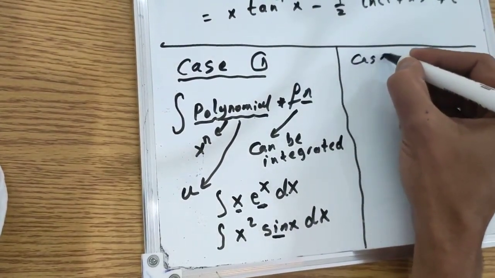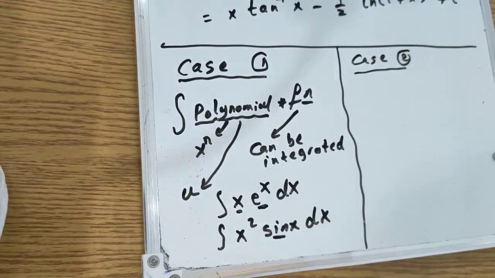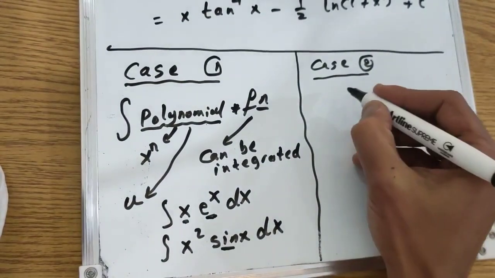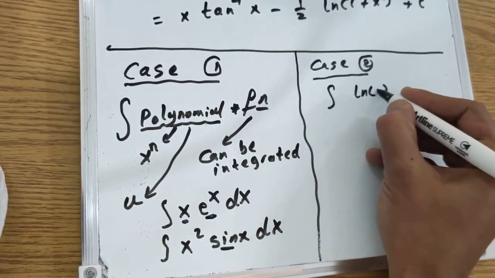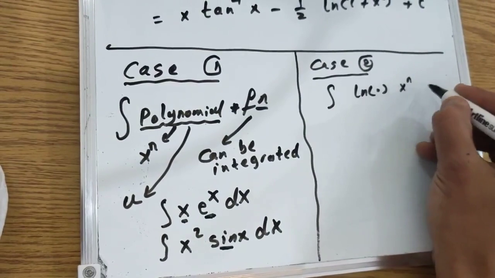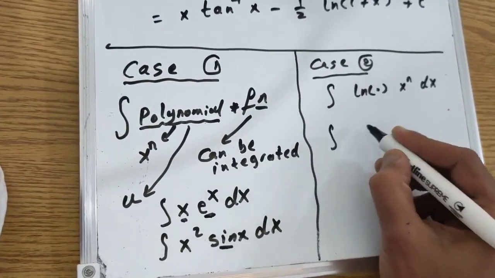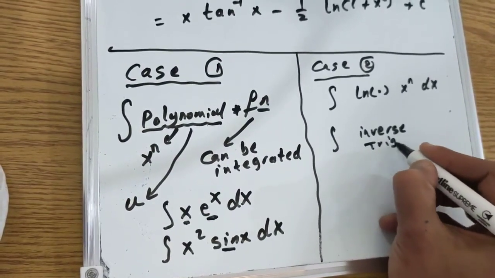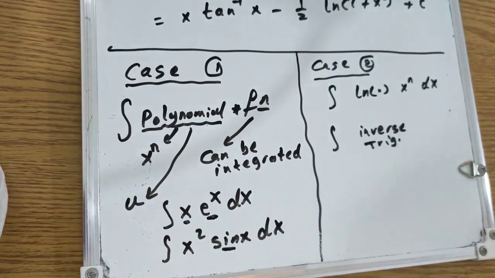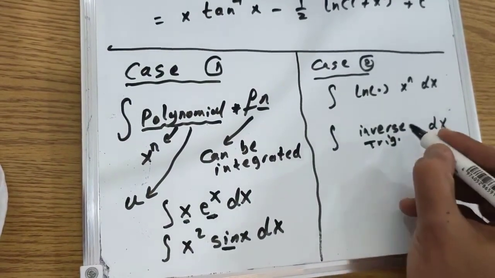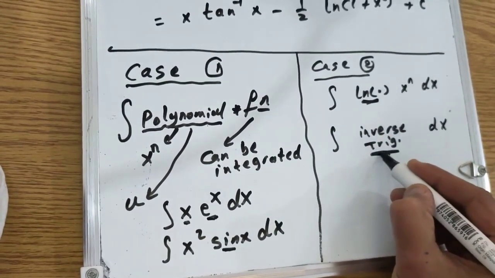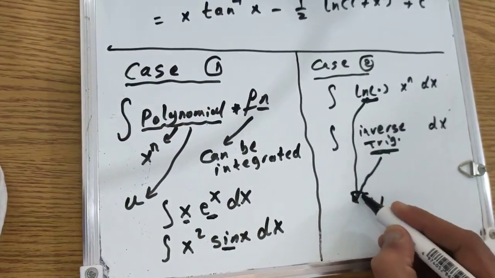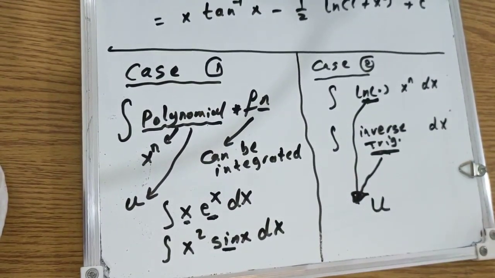Case number 2, when we have the integration of a certain function that has no antiderivative, like the integration of ln times x power n, say, or the integration of any inverse trigonometric or hyperbolic function, like the integration of tan inverse. In this case, we select the ln or the inverse trigonometric function to be u to make this function disappear.